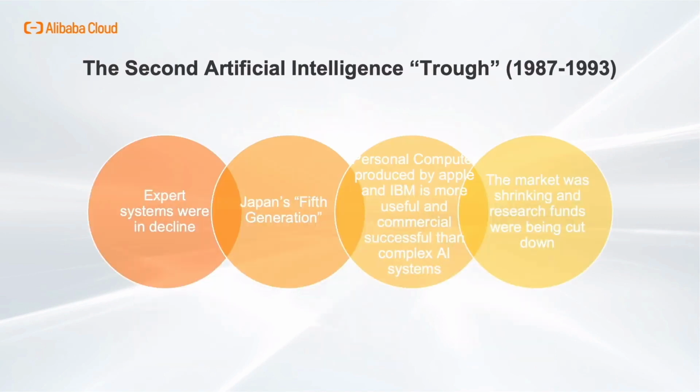The second cold winter of artificial intelligence was 1987 to 1993. Expert systems were declining because knowledge cannot be expressed by experts by hand but by automatic learning. Japan's 5th generation failed to meet the target. Personal computers made by Apple and IBM were improving. These computers do not use AI technology, but their performance was better than the expensive LISP machines. As the market for AI hardware shrank sharply, research funds were cut back. AI had experienced the second cold winter.